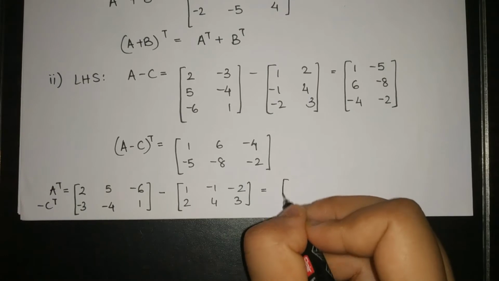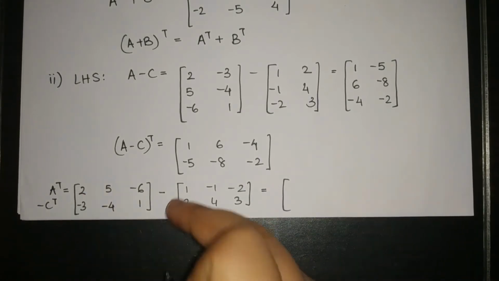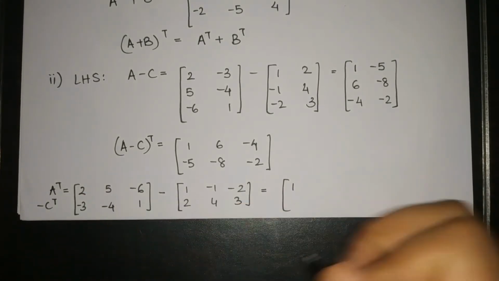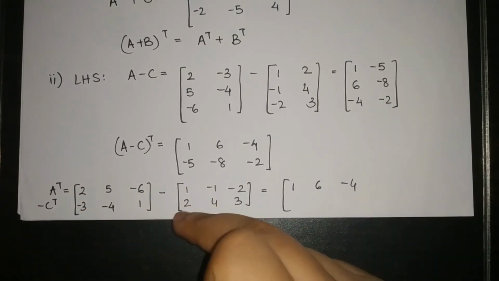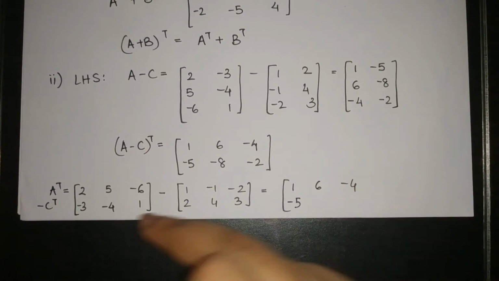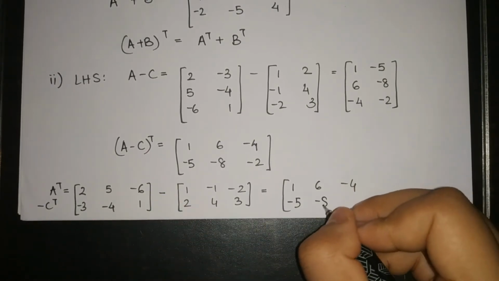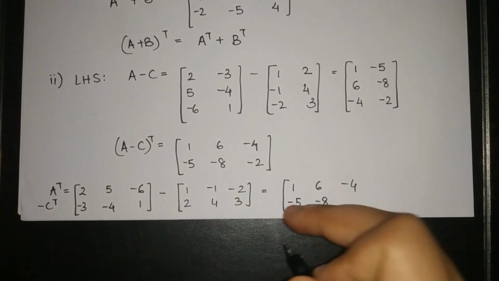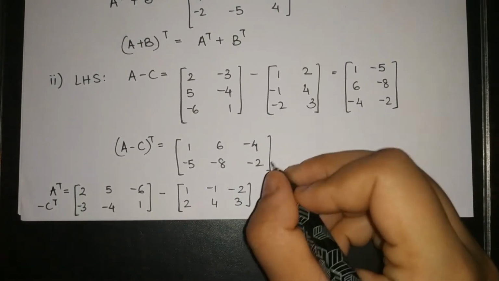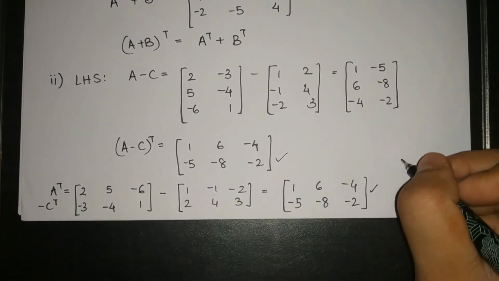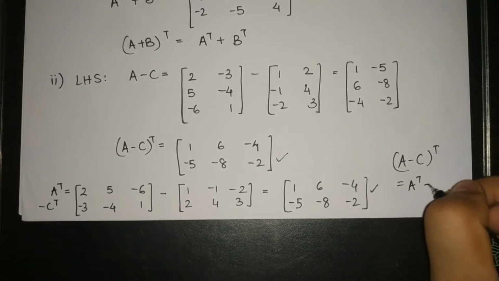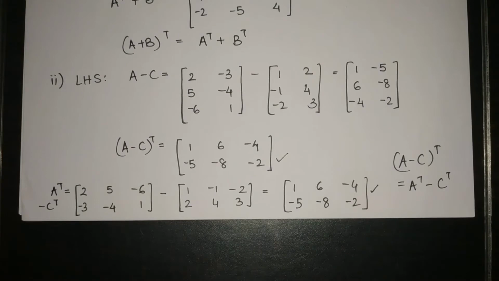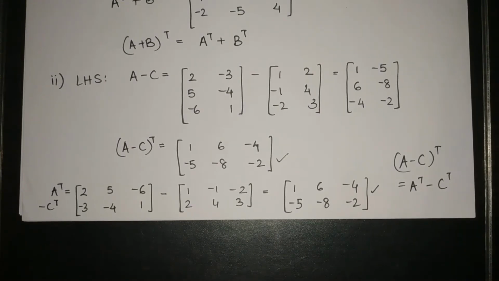Now let's subtract this. So then we will get that this is equal to 1, this is equal to 6, minus 6 plus 2 minus 4, minus 3 minus 2 minus 5, minus 4 minus 4 8 minus 8, and 1 minus 3 is minus 2, and this and this do match. Therefore, (A minus C) transpose is equal to A transpose minus C transpose. Okay, and that is the answer for the fifth question.